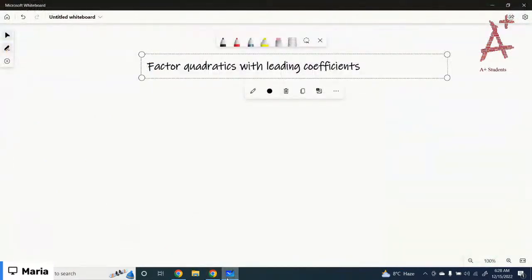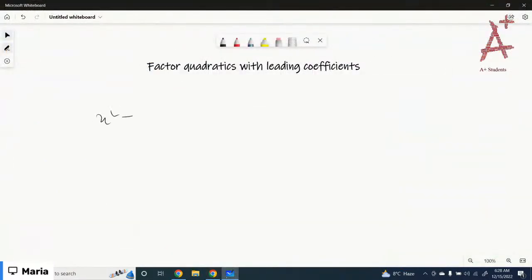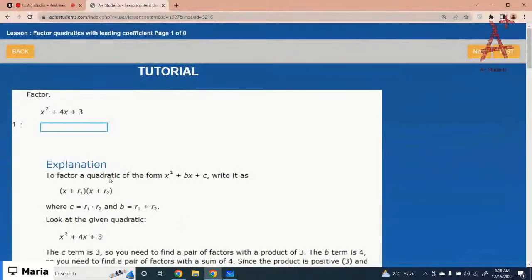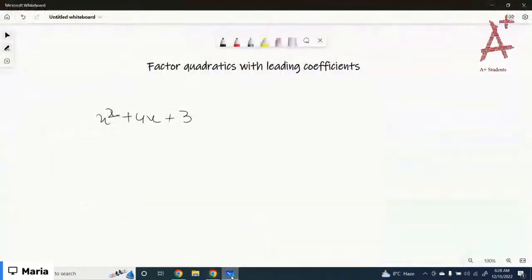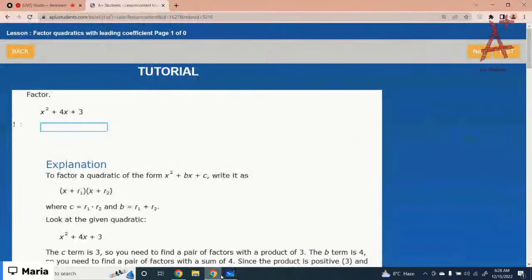Let's start with the first example, that would be x square plus 4x plus 3. Got it? You have to factor out x square plus 4x plus 3. If you look at the factored form of the quadratic equation, it would be x square plus bx plus c, and you can factor it as x plus r1 and x plus r2. Got it? And you can find the r.